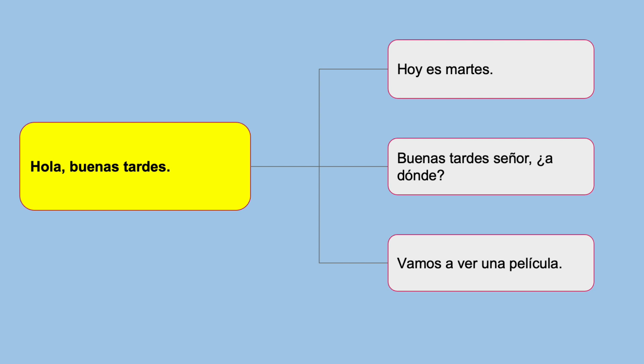What was the response in our prior script? If you chose Buenas tardes, señor. ¿A dónde? You would be correct. The cab driver responded to the greeting Hola, buenas tardes with saying Buenas tardes, señor. ¿A dónde? Or where? Good afternoon, sir. Where to? The other two options are Hoy es martes, which is today is Tuesday.